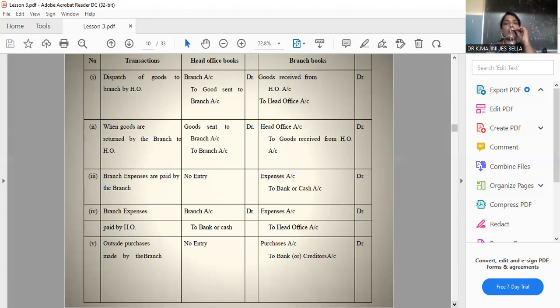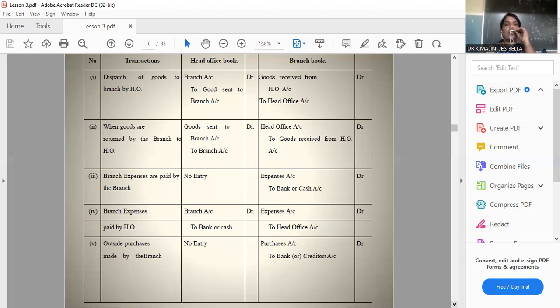Okay. So in the case of the branch expenses paid by head office, branch account debtor to bank or cash. This is a journal entry in the head office book. But in the branch account books, when expenses are made by the head office, expenses account debtor to head office account, because they are not going to give any money in the form of cash or bank. That's what the journal entry is, expenses account debtor to head office account.